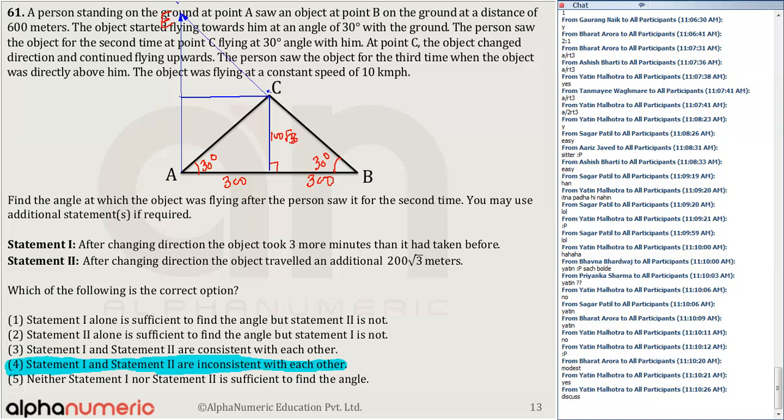Theek hai. The length of BC. Just tell me. The length of BC will come out to be 200 root 3. The length of AC will be 200 root 3 and this is 100 root 3. So 100 root 3, 200 root 3. This angle is nothing but 60 degrees. This angle is also 60 degrees. And besides this, we have no idea anything. Now, it says find the angle at which the object was flying after the person saw it for the second time.